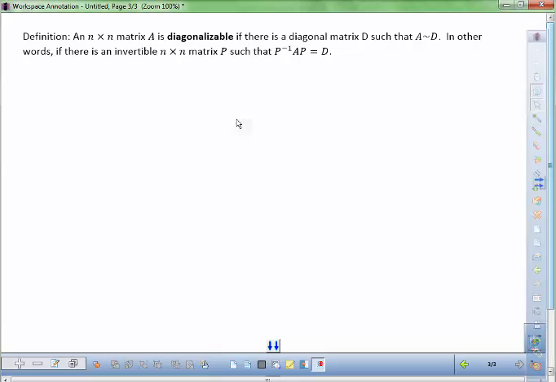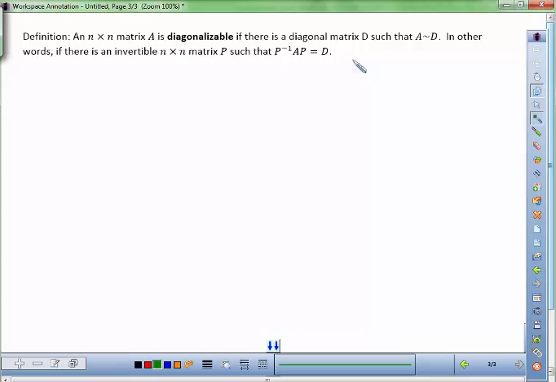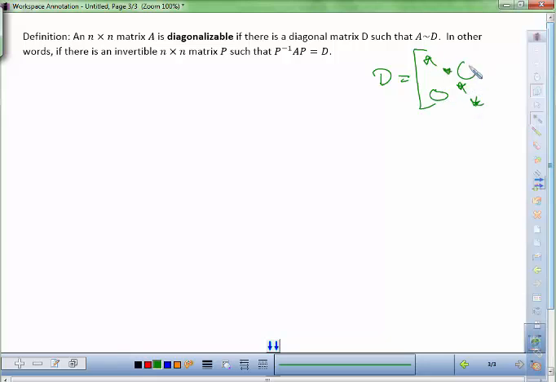An n by n matrix A is diagonalizable if there is a diagonal matrix D such that A is similar to D. Remember that if you have a diagonal matrix, then your D is going to look like this. It's a bunch of things in a diagonal and zeros everywhere else.